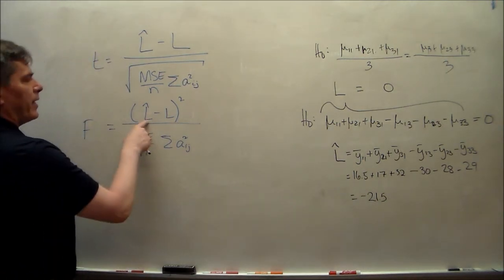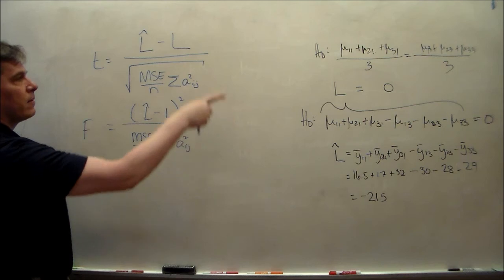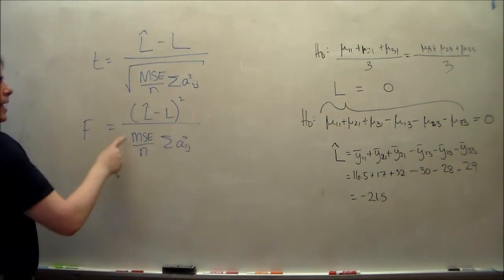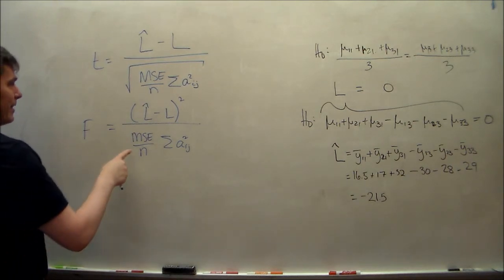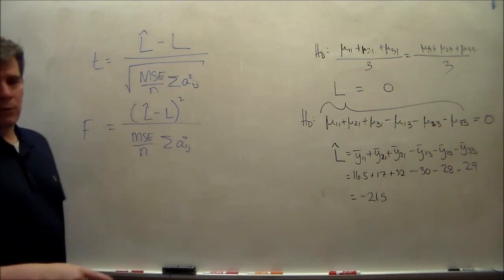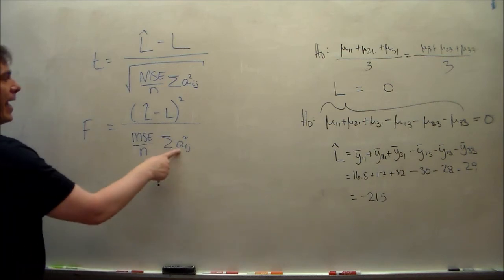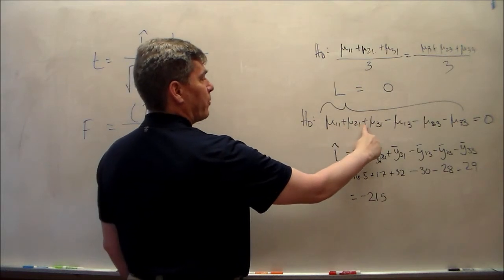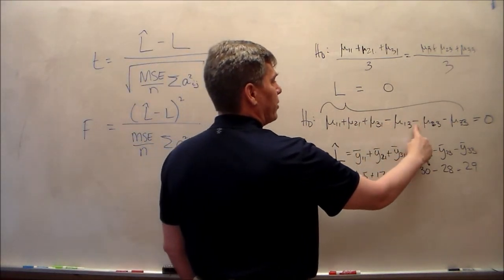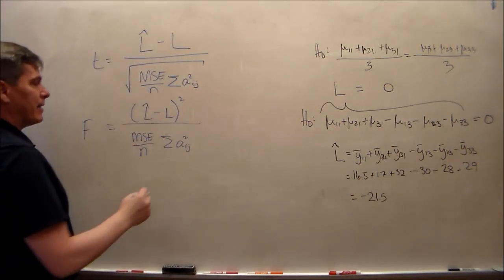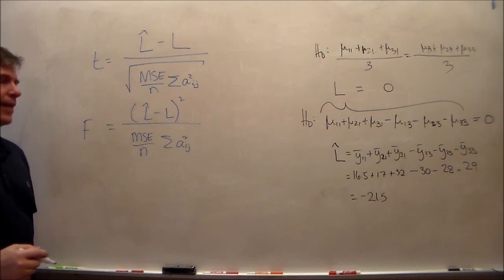So I need to calculate L hat, which I did, and L, which is 0 according to our null hypothesis. For the MSE, we're going to use a computer, because doing this by hand is just ridiculous at this point. N is the number of replications in each, and here N is going to equal 2. The a_ij's are A11, A21, A31, A13, A23, A33: 1, 2, 3, 4, 5, 6. So the sum of the a_ij's is going to equal 6 in this case.